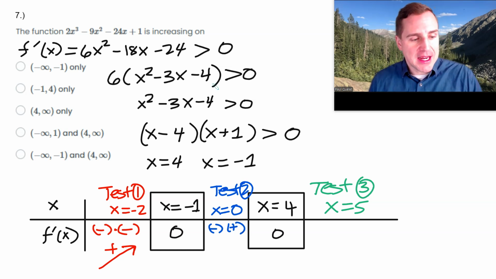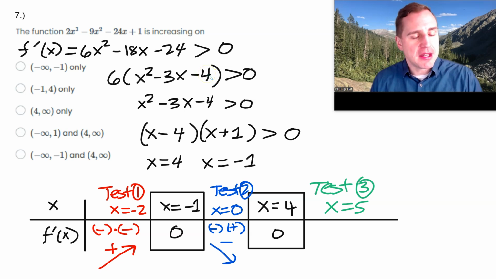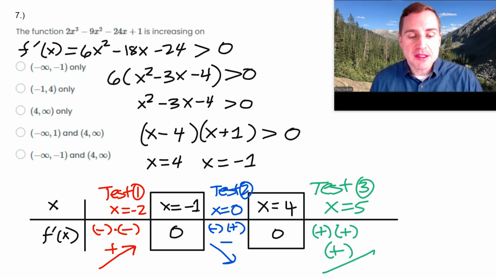Then that's a negative, so that means the function's decreasing because it's a negative first derivative. And then last but not least, if I plug in 5, I'm going to have a positive and here a positive. So positive times positive is clearly positive, which means increasing.